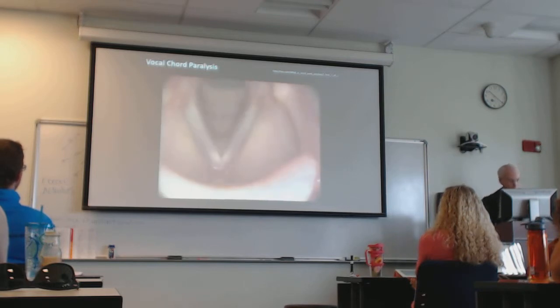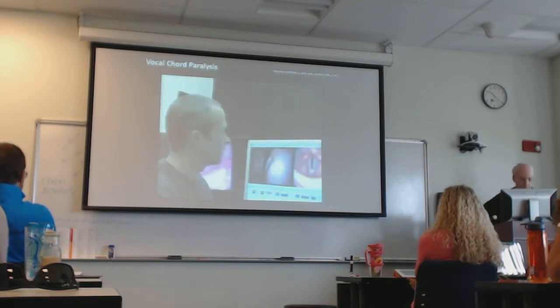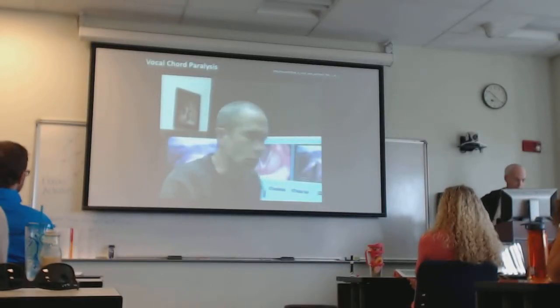Okay, let's do it again in slow motion. If we watch these vocal cords, we can see there's one on the left and one on the right, and that they come together when we want to make a sound. Now, let's look at Peter's vocal cords.